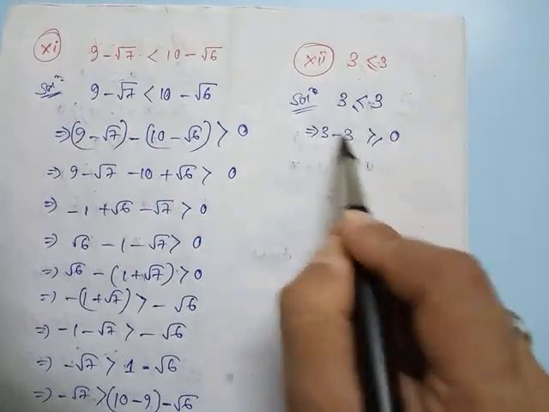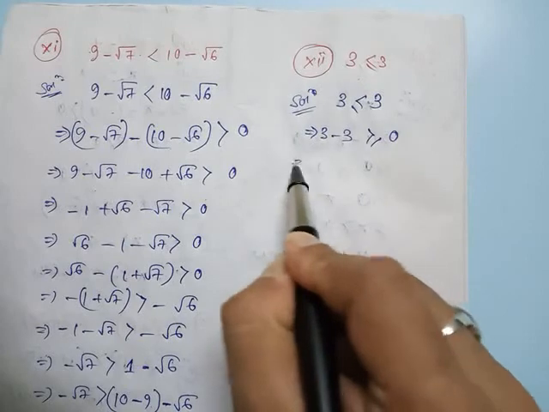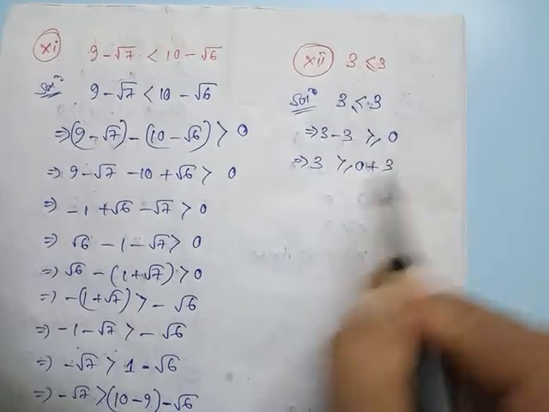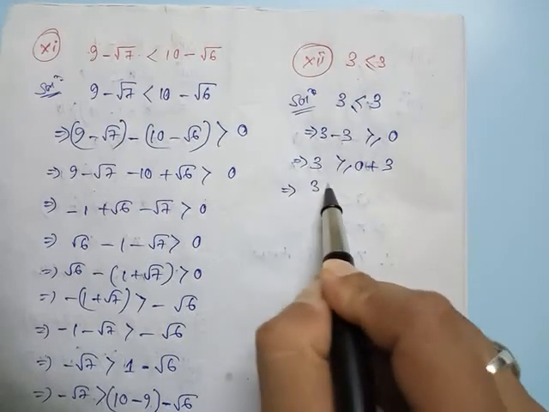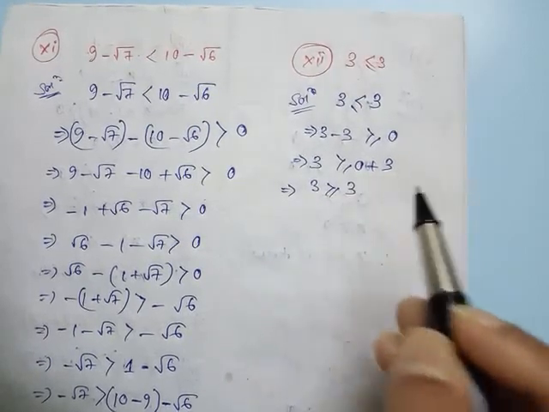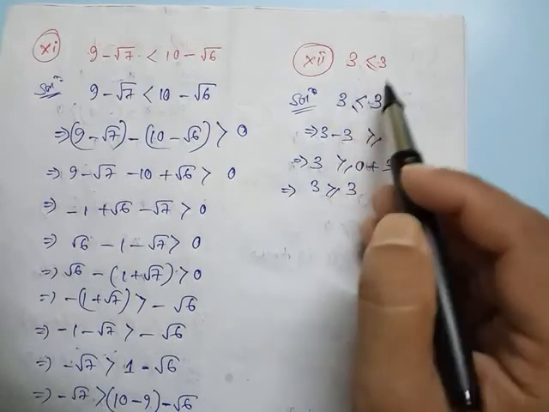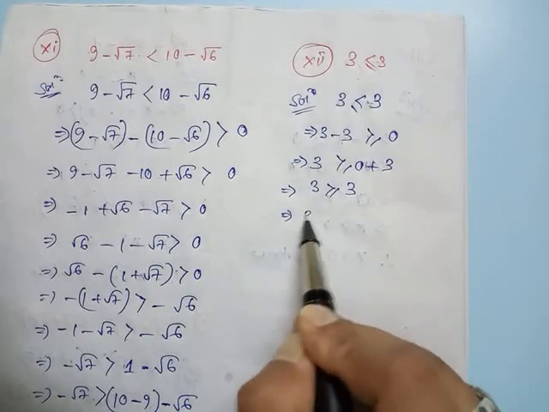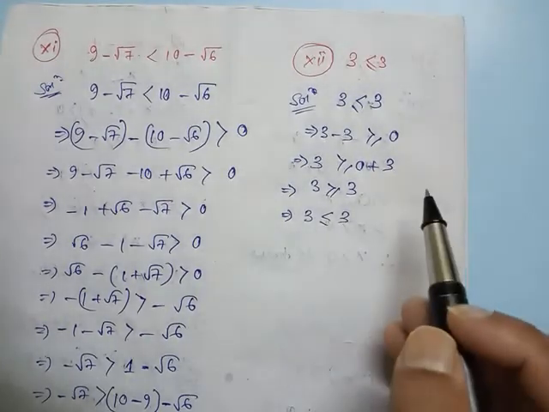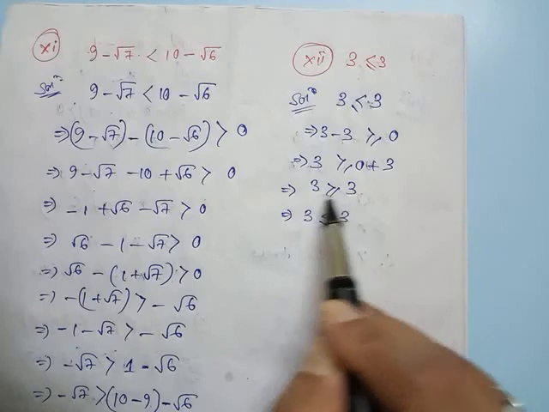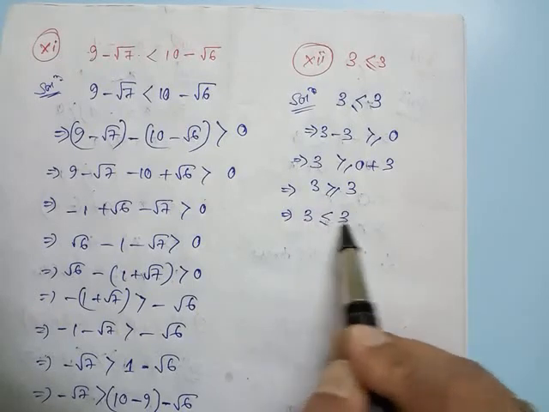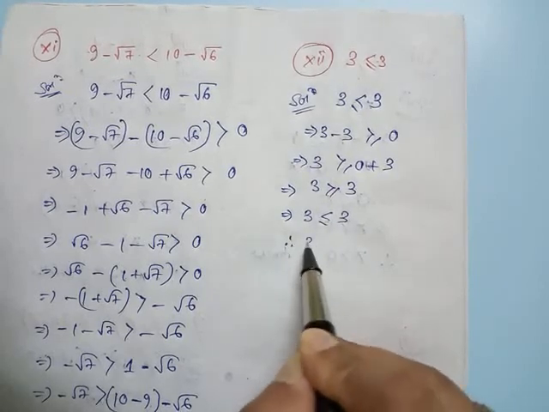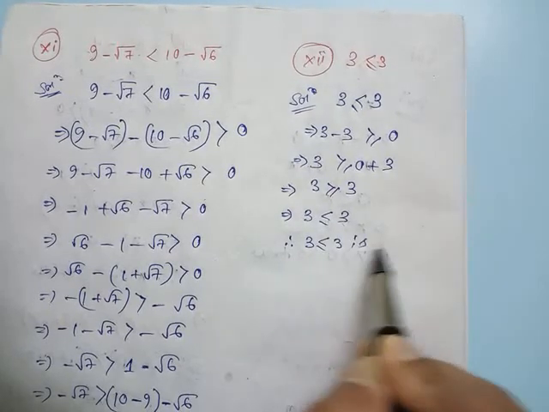After that student, this value I have got from here, so definitely if I take 3 on that side, it becomes bigger than or equal to 0 plus 3. Now in the next step, 3 bigger than or equal to 3, while the given question says that 3 less than or equal to 3. So here if I interchange the values, it doesn't make any difference, because 3 bigger than or equal to 3 and 3 less than or equal to 3 are the same here. So therefore we can say that 3 less than or equal to 3 is true.